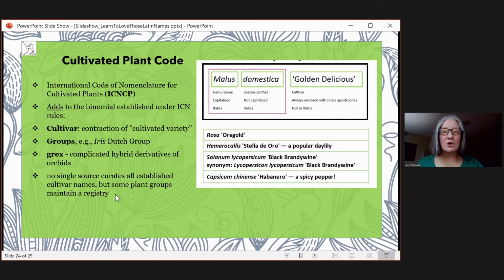I want to tell you that there's no single source that curates the established cultivar names, but some plant groups maintain a registry. So, for example, there's a Rose Society that publishes or maintains either a published or probably a web page now list, and the same thing is true with lots of others. So, Solanum lycopersicum 'Black Brandywine', or Lycopersicon 'Black Brandywine'. So the cultivar name 'Black Brandywine' stayed with this when Lycopersicon got changed to Solanum. So that's how cultivated plant codes work.